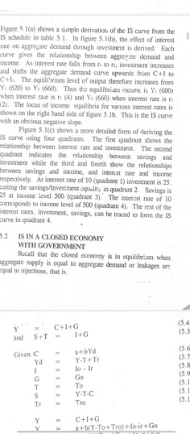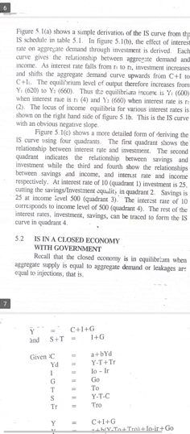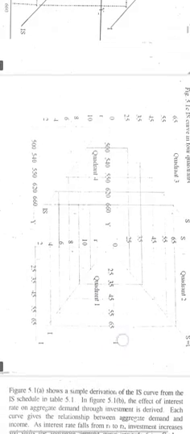What it means is that the first quadrant shows the relationship between interest rates and investments. Look at the first quadrant. It tells you the relation between interest rate and investment. You can see it: interest rate and investment. That's the first quadrant.